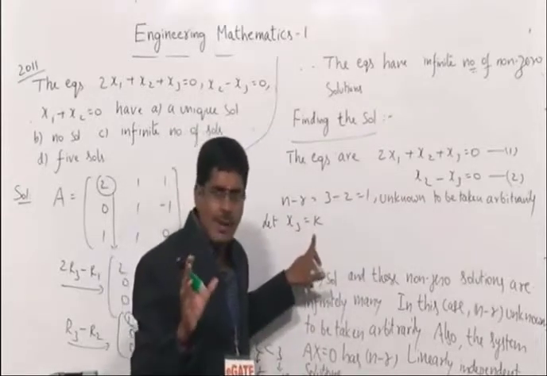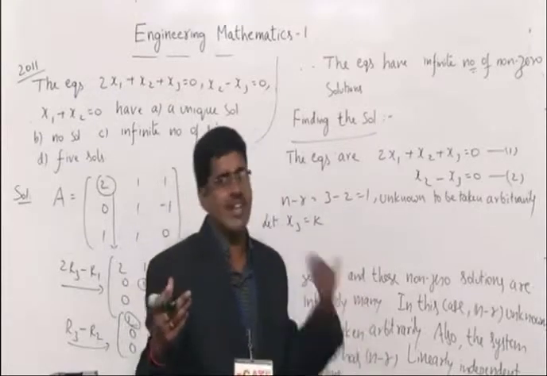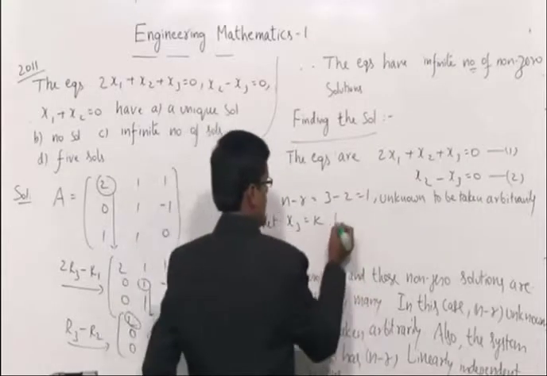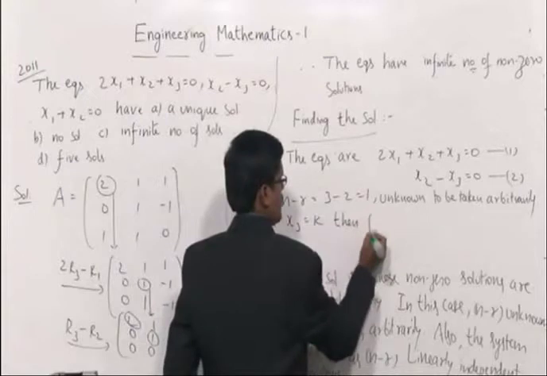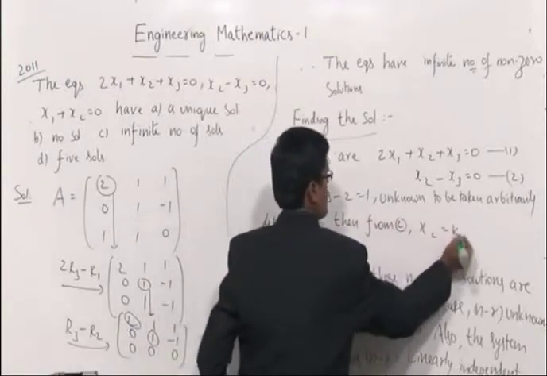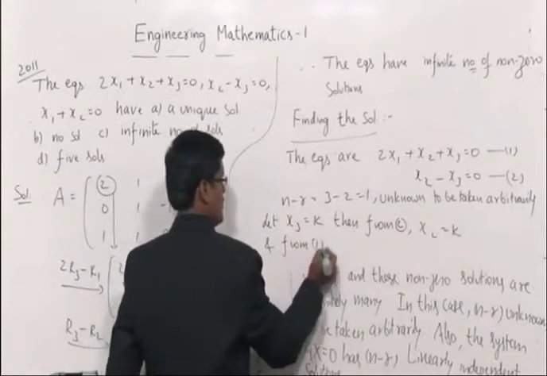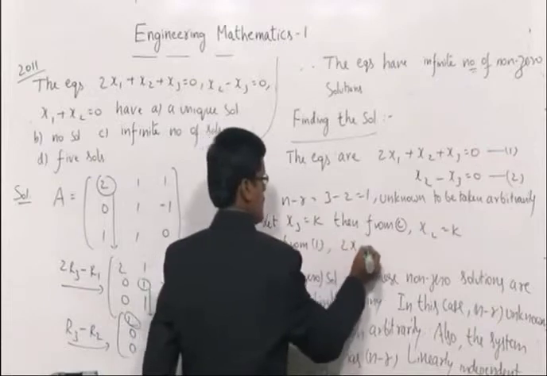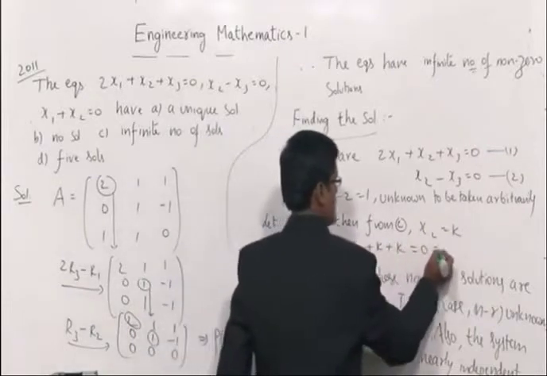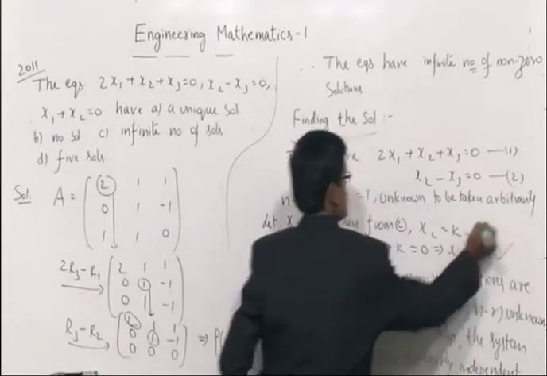I have taken k. I have not taken a fixed number like 1 or 0. K is any number: small number, large number, fraction, integer, negative number, positive number, any number. Then from equation 2, x2 is equal to k, and from equation 1, 2x1 plus k is equal to 0. That means x1 is equal to minus k.